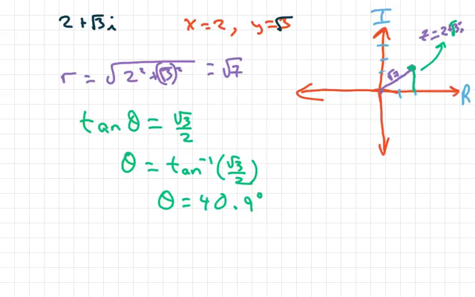And after that, it's just easy to fill everything in. So z equals square root of 7 times cosine of 40.9 degrees plus i times sine of 40.9 degrees.